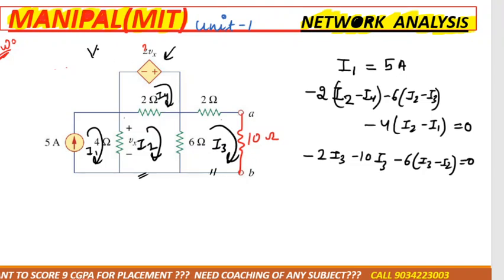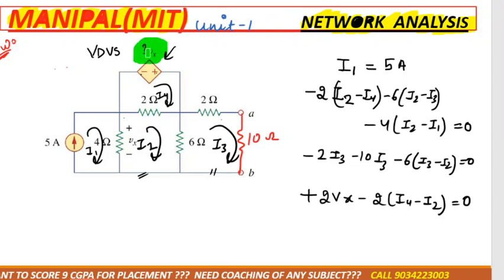Another, this one is a voltage dependent voltage source. It has positive and negative, so it is a voltage source and it is depending on voltage. So it would be plus 2Vx minus 2 into I4 minus I2 is equal to 0. Now next, the most important, we need to make one equation from the dependent source. It is depending on voltage, so we need to search where the voltage is. According to Ohm's law, I know it is depending on father, so father means Ohm's law. Ohm's law is V is equal to I multiplied by R. V is how much? Vx.